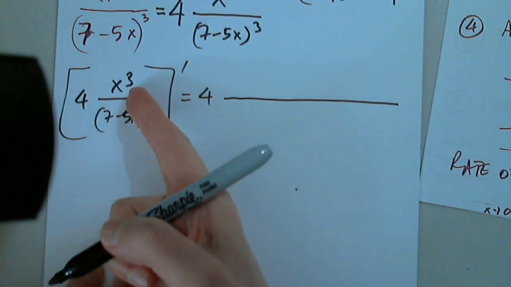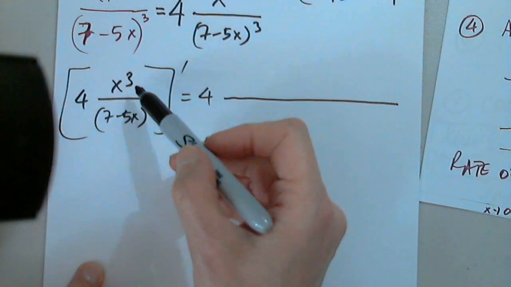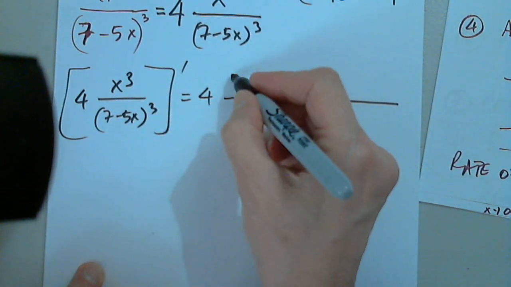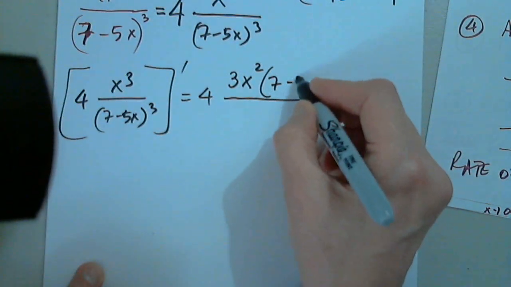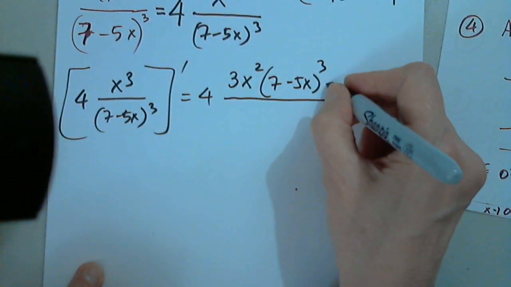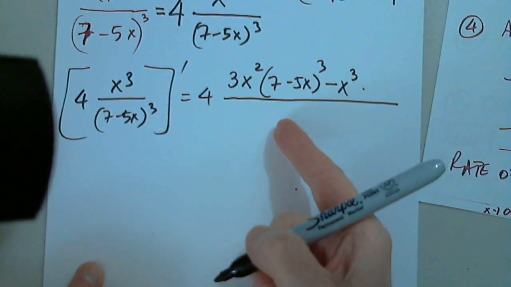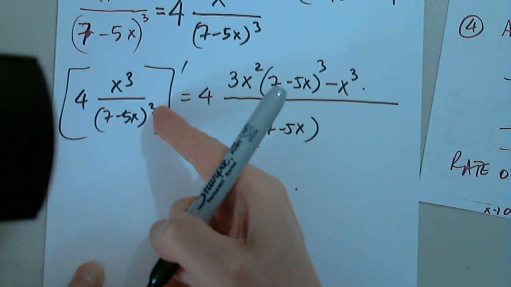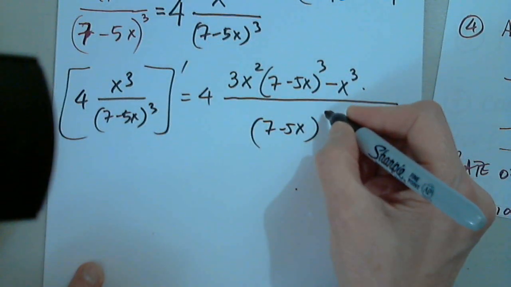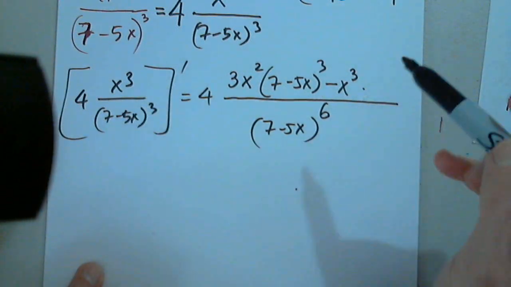The top function prime, can anyone give us the derivative of the numerator? 3x squared. Very good. Times the denominator. And then don't forget the minus. We are keeping x cubed, but now we have to differentiate the denominator, and in the denominator I have to square this. Which power will it have if I have 7 minus 5x cubed and I have to square the whole thing? To the 6. That's it. Copy the base, multiply the exponents. Awesome. So now I have to differentiate this and put it here.